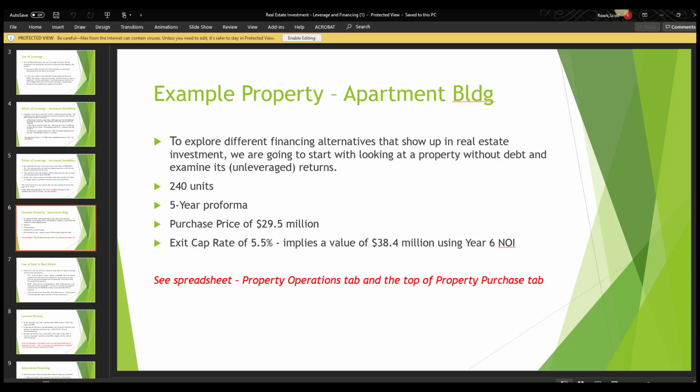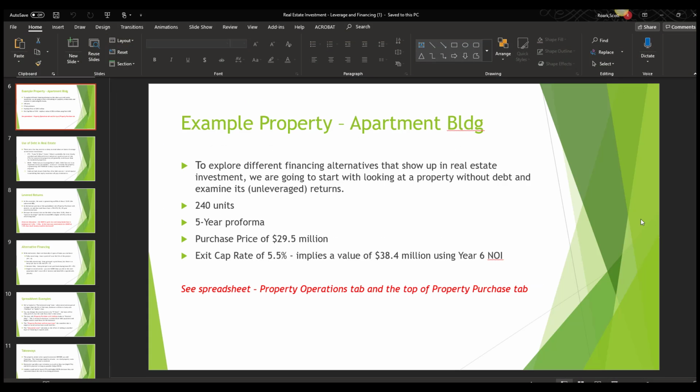Okay, in this video we're going to continue on looking at the pro forma that we were developing. We're going to talk about the apartment building. We're going to add on the purchase and the financing. So let's go ahead and get started there. We'll jump to the spreadsheet and look through these things.